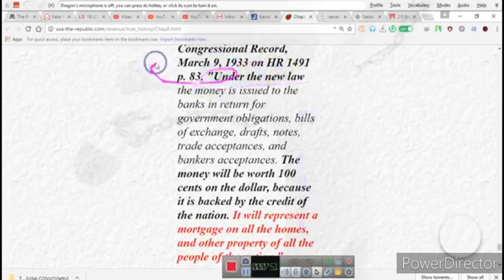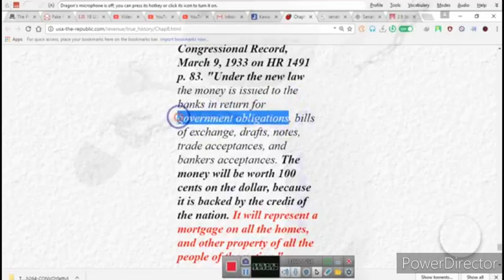Under the new law, this law right here, the money is issued to the banks. By whom? The United States Treasury through the U.S. Mint, in return for government obligations. See, the bank accepts the government's obligations and the government gives them the money. Then the bank sort of charges you for the money, interest. But pay attention to this word right here, government obligations. What are government obligations? Bills of exchange, drafts, notes, trade acceptances, and bankers' acceptances.